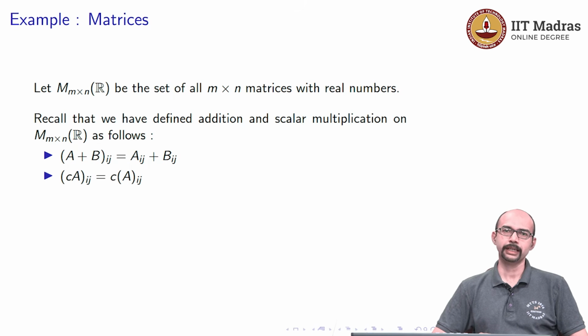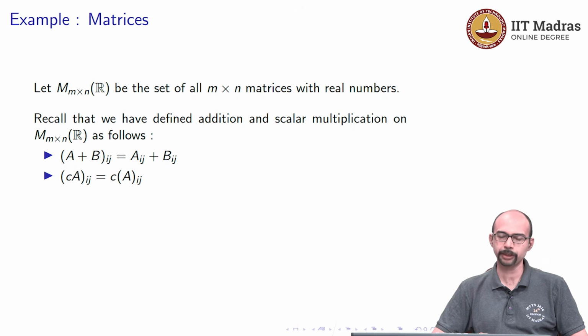And similarly, for scalar multiplication, I have to tell you what is c times A, where c is a real number and A is a matrix. Then what you do is you take c and multiply it to each entry of A, that is scalar multiplication.